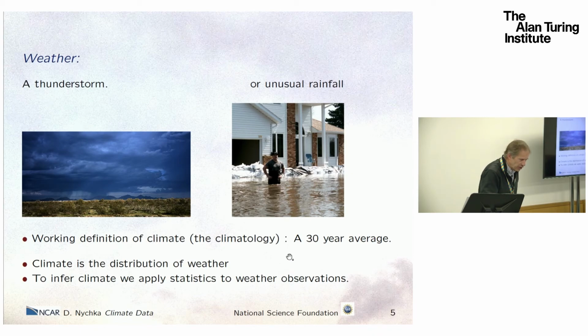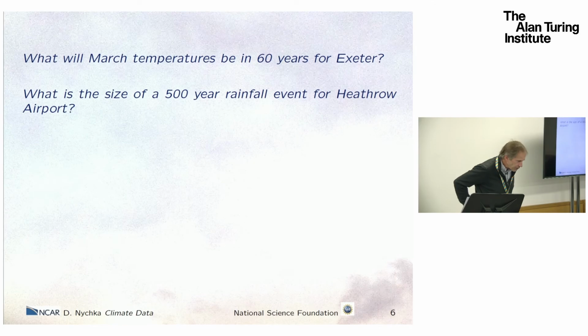A working definition of climate is basically a 30-year average of whatever you're interested in. Although when we're actually thinking about climate in terms of the science, we think of a much richer set of statistics than that. Things like what are extremes, what will be events in the future under climate change.